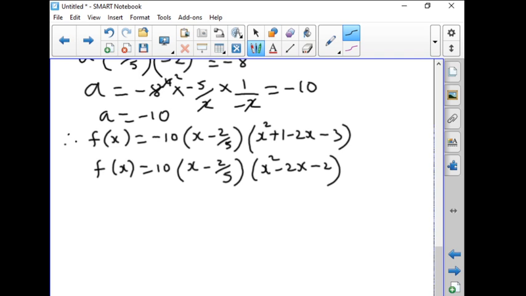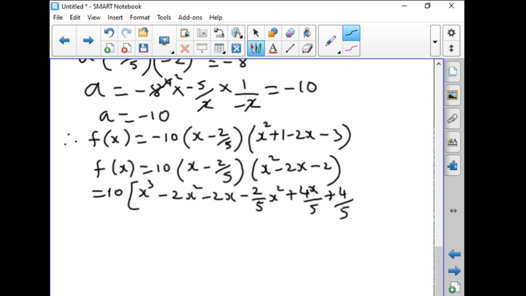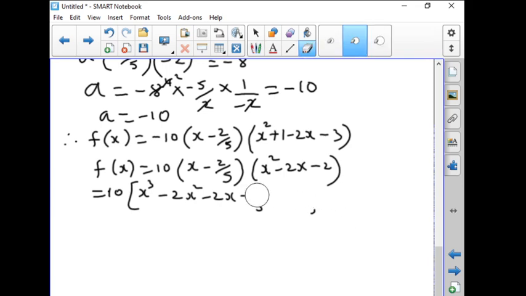Just normal multiplication. So it is equal to minus 10 into, what is it? With x you multiply each term: x cube minus 2x square minus 2x. Then multiply with minus 2 by 5. So minus 2 by 5 x square, minus into minus plus 4x by 5, minus into minus plus 4 by 5. So we get it is equal to, or another method also can be used. Okay, we will make it simple.